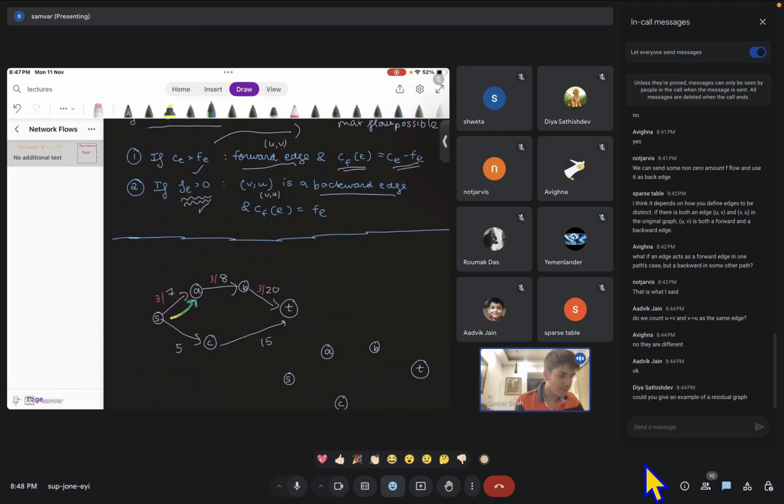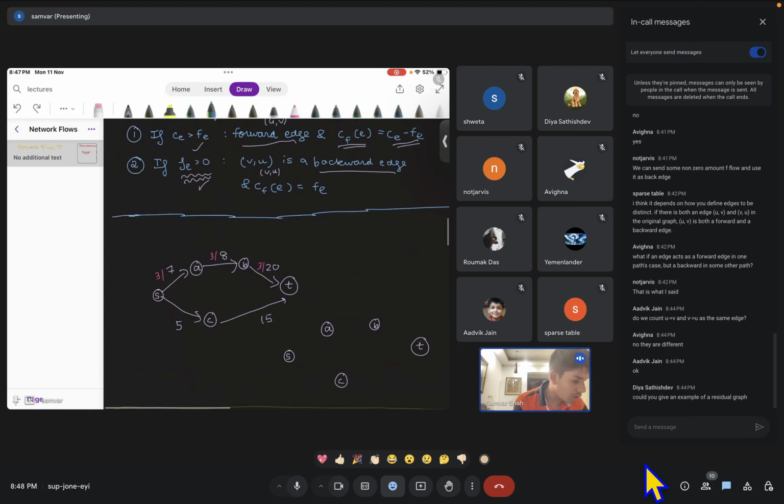Let's consider S to A. Which case does it fall under? Okay, so CE is greater than FE since 7 is greater than 3. So it's a forward edge, and CF of E is going to be 4. Now let's consider A to B. It's also going to be a forward edge with 5. And B to T is going to be with 17.